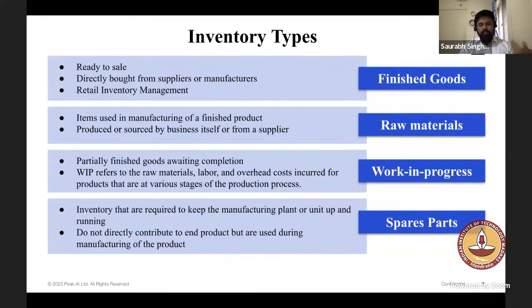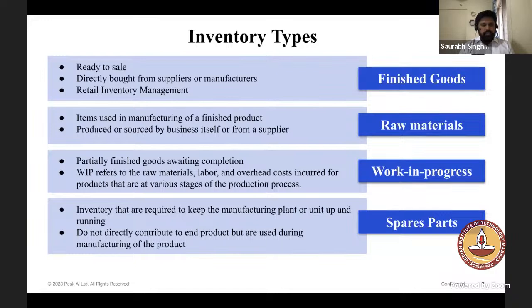There are different types of inventory, which can be finished goods, raw material, work in progress, and spare parts inventory. Now, what is finished good? Finished goods are those inventory which is ready to sell, which can be directly bought from suppliers or manufacturers. And this also becomes a part of retail inventory management.